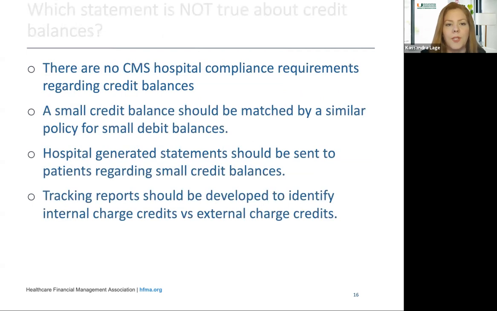And this brings us to our second polling question. Which statement is not true about credit balances? We'll give you a minute to answer.